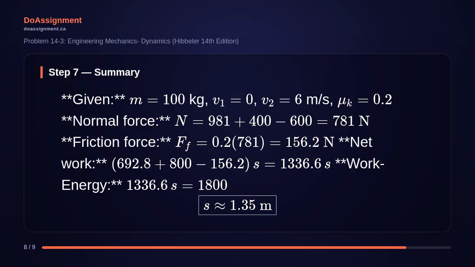To summarize, the mass is 100 kilograms, the initial speed is 0, and the target speed is 6 meters per second. The normal force is 781 newtons, giving a friction force of 156.2 newtons. The net horizontal work per meter of travel is 1,336.6 joules per meter. Setting this equal to the required kinetic energy gain of 1,800 joules gives a sliding distance of approximately 1.35 meters.